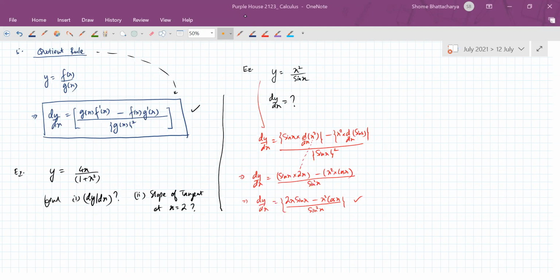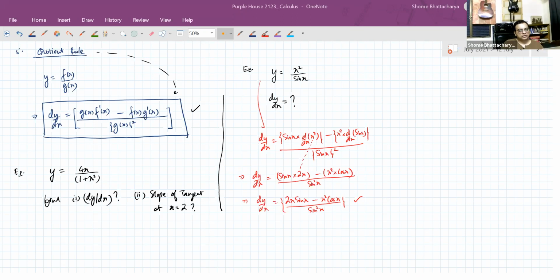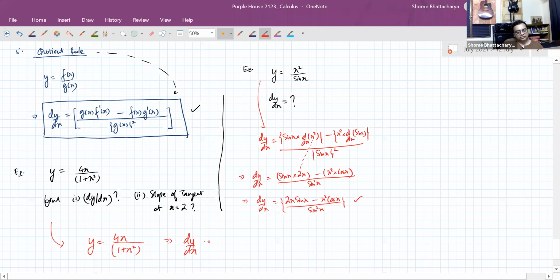Okay, so let's apply this quotient rule concept over here. So y is one function divided by another. So dy by dx will become the function in the denominator multiplied by the differentiation of the numerator, minus the numerator, which is 4x, multiplied by differentiation of the denominator, which is 1 plus x squared. The whole thing divided by the denominator squared. So 1 plus x squared whole square.